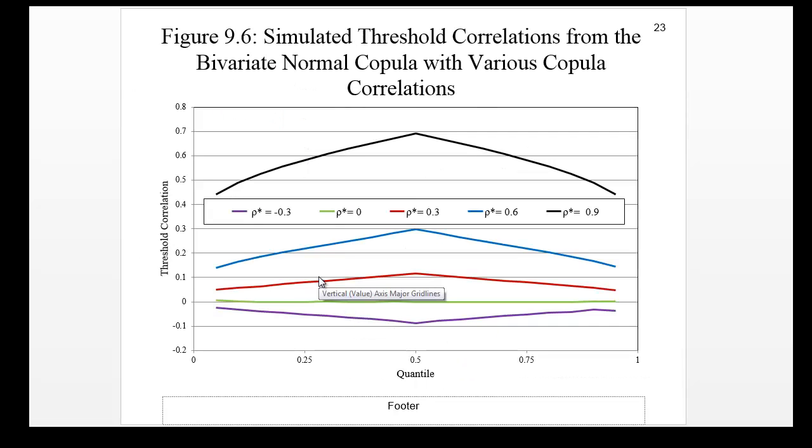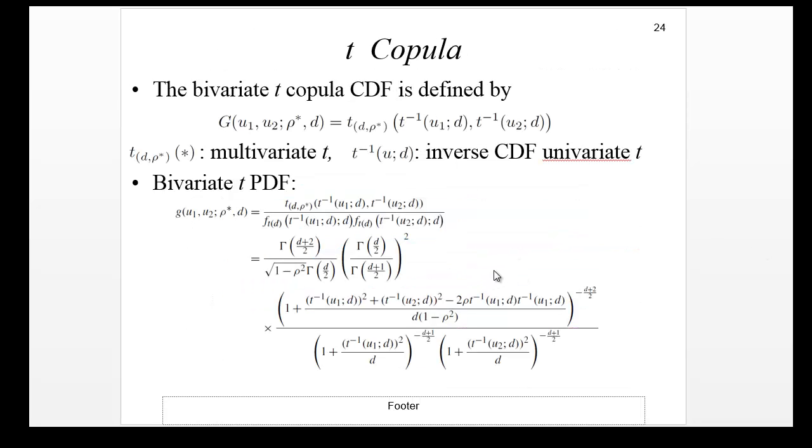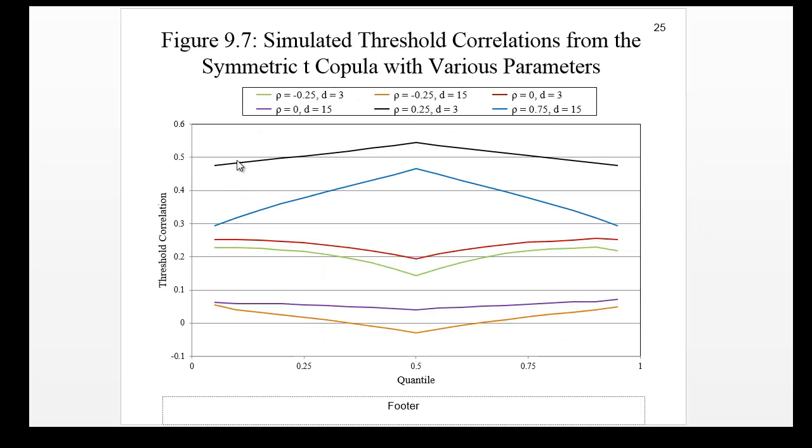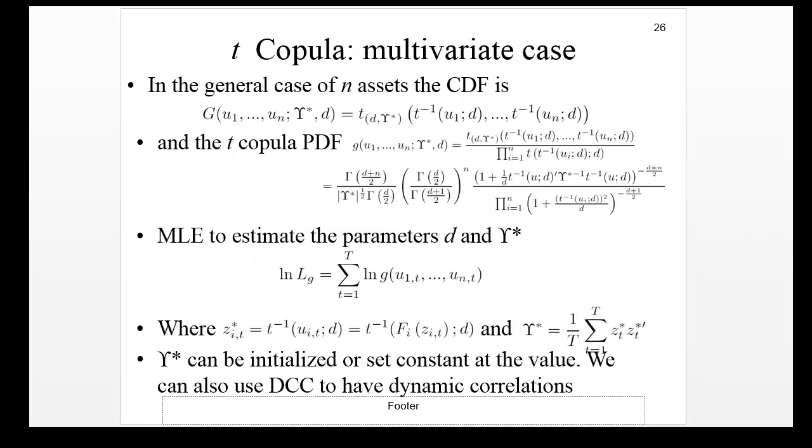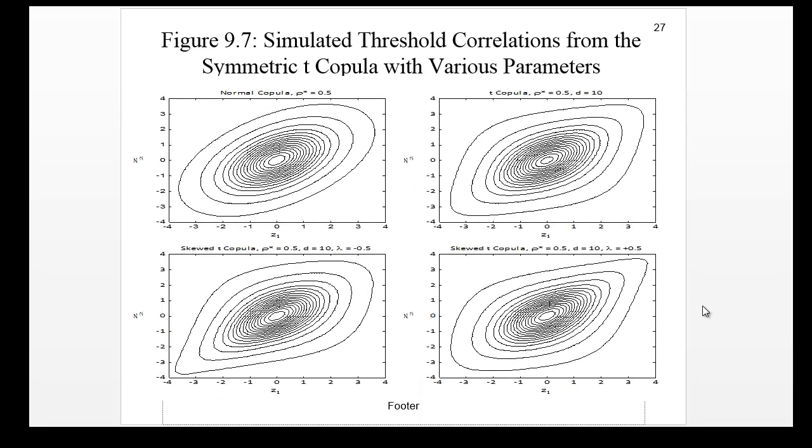Here you have what the threshold correlations look like for different levels of rho star. So rho star of minus 0.3 looks like this purple, then 0, and then one of 90% would look just like the one above. And then with copulas, we can also have a bivariate t copula. In here you're going to have a t distribution, and you're going to have more parameters. In this case you're going to have the rho and the degrees of freedom, and you can also have the multivariate case.